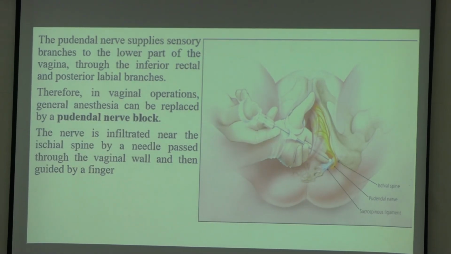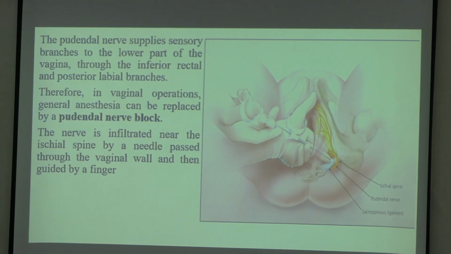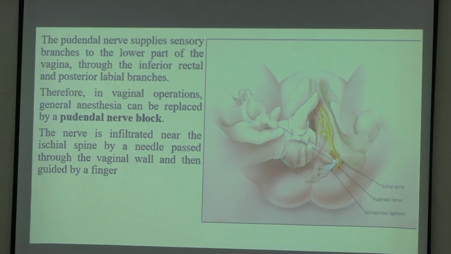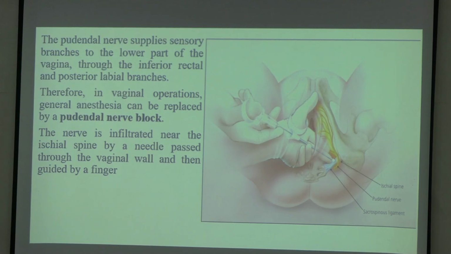Next, the last importance is the pudendal nerve block. I have shown you the pudendal canal, right? Inside the pudendal canal, we have seen the pudendal nerve and blood vessels. Now, during episiotomy, two options are there for giving anesthesia: general and local.